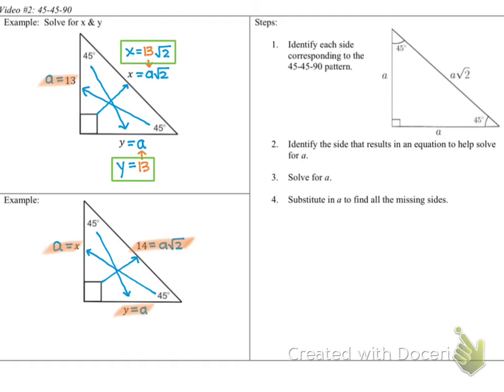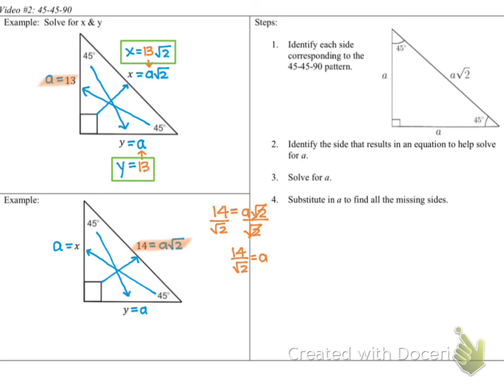Find the single equation where you can actually get an answer for A. In this case, it's going to be the hypotenuse here. So I'm going to take that off to the side where I have a little bit more space. 14 is equal to A root 2. And then we're going to solve. We know that's multiplication, so we're going to have to divide by root 2 on both sides. Root 2's cancel. We're going to end up with 14 over root 2 is equal to A.